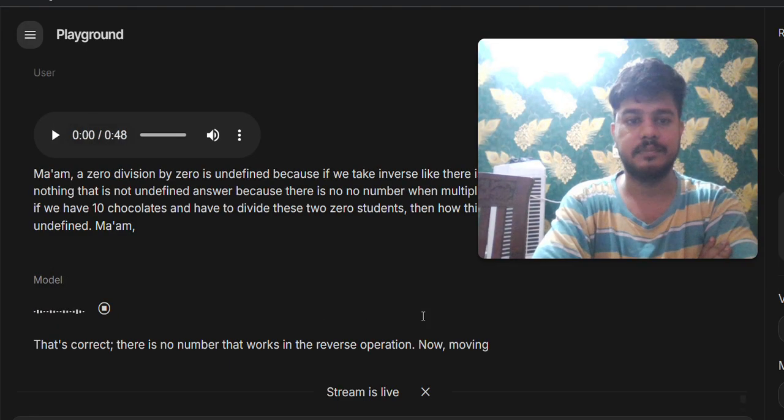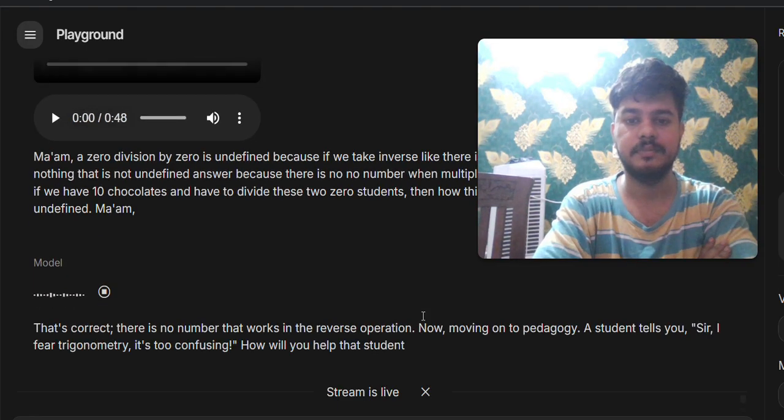That's correct. There is no number that works in the reverse operation. Now, moving on to pedagogy. A student tells you, "Sir, I fear trigonometry. It's too confusing." How will you help that student overcome their fear?